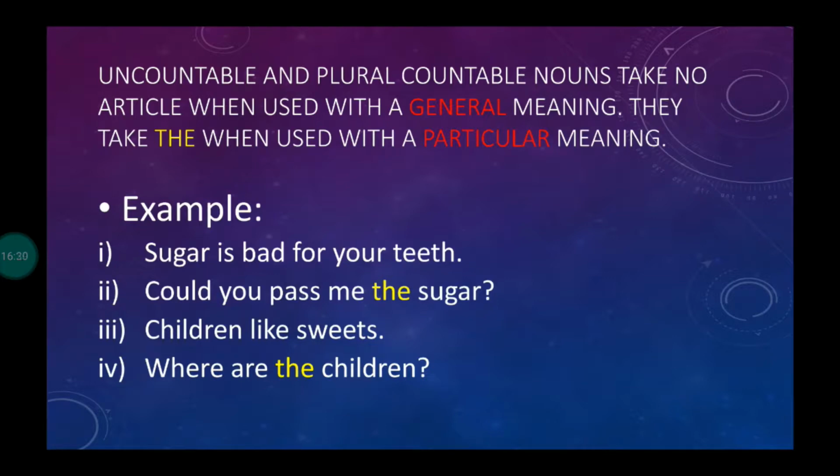Then uncountable and plural countable nouns take no article when used with a general meaning, but they take the when we use them with a particular meaning. Now, what do we mean by this? What are uncountables? We saw countables and uncountables earlier. Uncountables are things like money and abstract nouns: money, water, love, beauty, happiness. And plural countables are, for example, toy, toys, book, books, biscuit, biscuits. They do not take an article when we use them with a general meaning, but when we use them with a particular meaning, they take the.